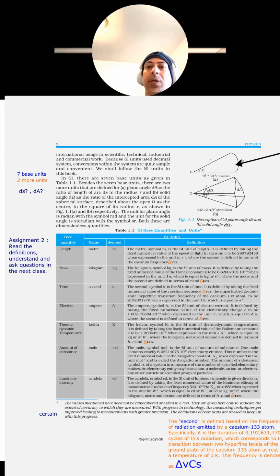So this is the radius r, and the square of the radius you put in the denominator of that ratio. In the next sentence they say that the unit for d theta is radian, and the unit for d omega is steradian, right? And both of these are dimensionless quantities. So we'll know about dimensionless quantities later. The things that we do not understand well, we'll take a note of here.